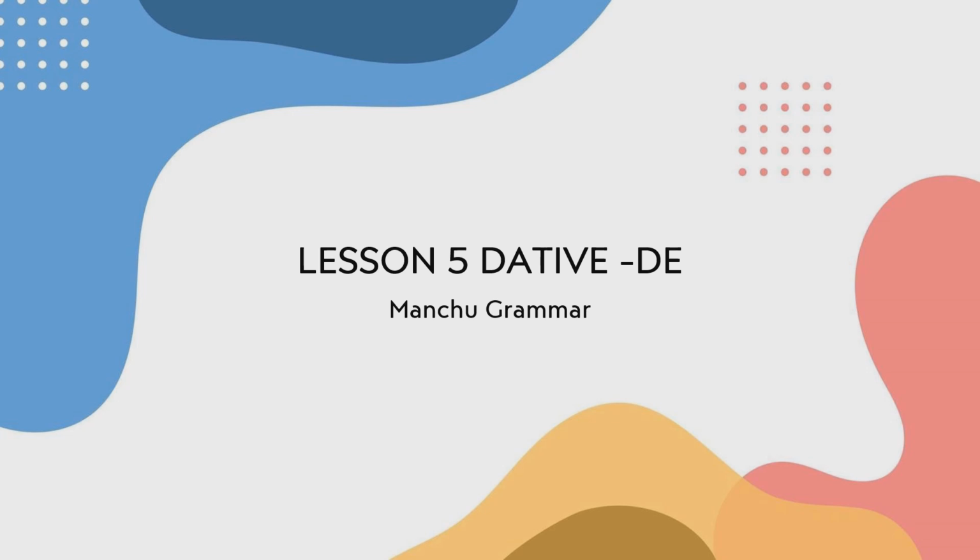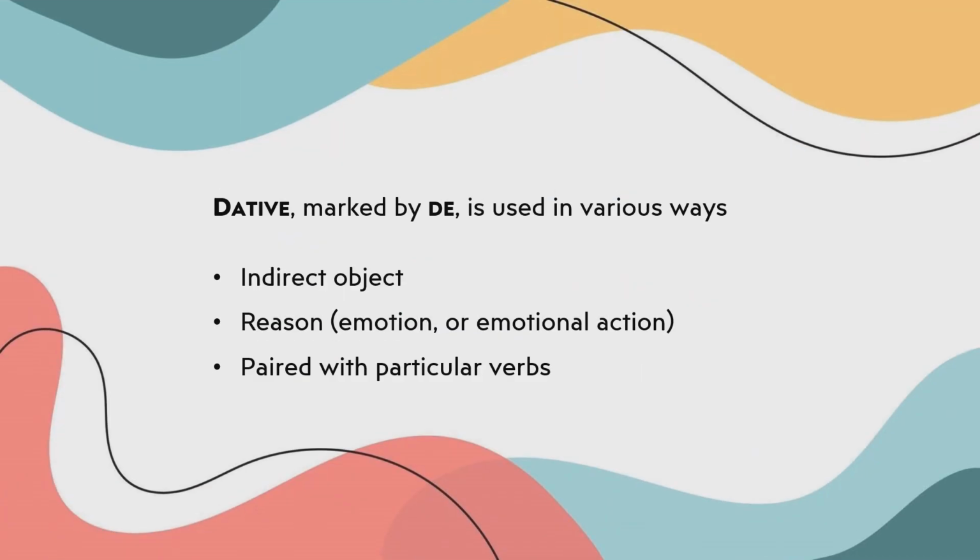Dative, marked by de, is used in various ways. There are mainly three ways of usage. Number one, for the indirect object. Number two, for the reason, and especially it's for the reason of some emotion or emotional actions. And number three, it could be paired with some particular verbs. Okay, then let's check it one by one.